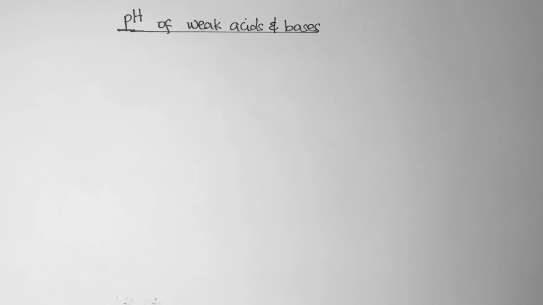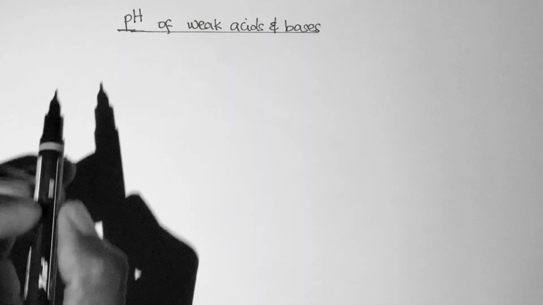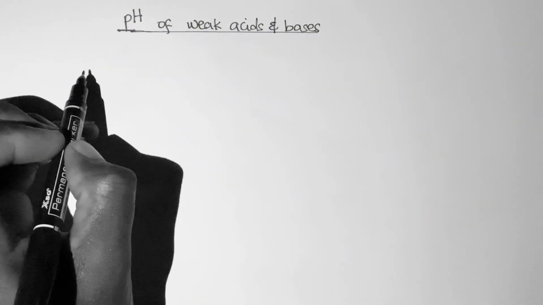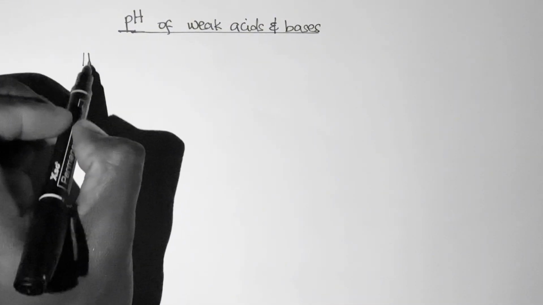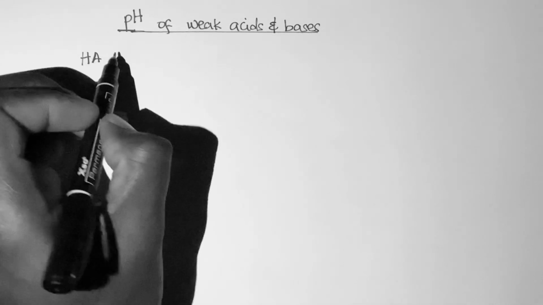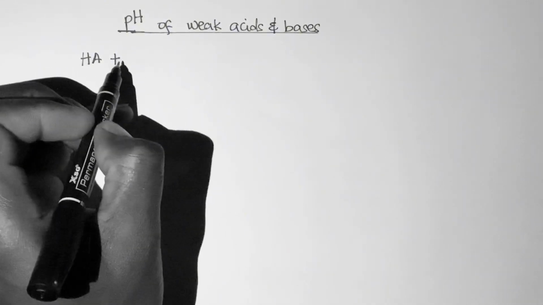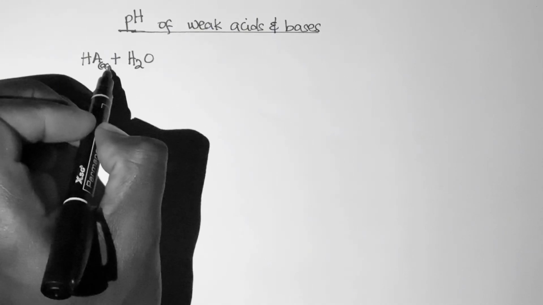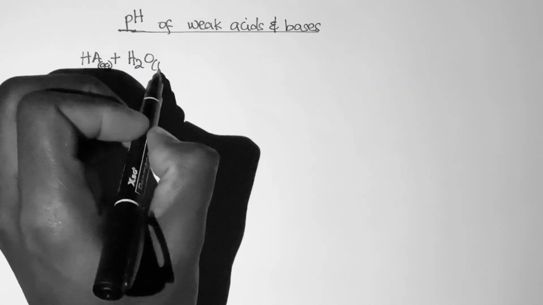In this video, we are going to talk about the pH of weak acids and bases. But before we come to the pH of weak acids and bases, let's first remind ourselves of the things we already know. We know that we have strong acids and strong bases. So for example, if HA is an acid and then we put it in water, H2O. So this is in the aqueous phase and then this is a liquid.